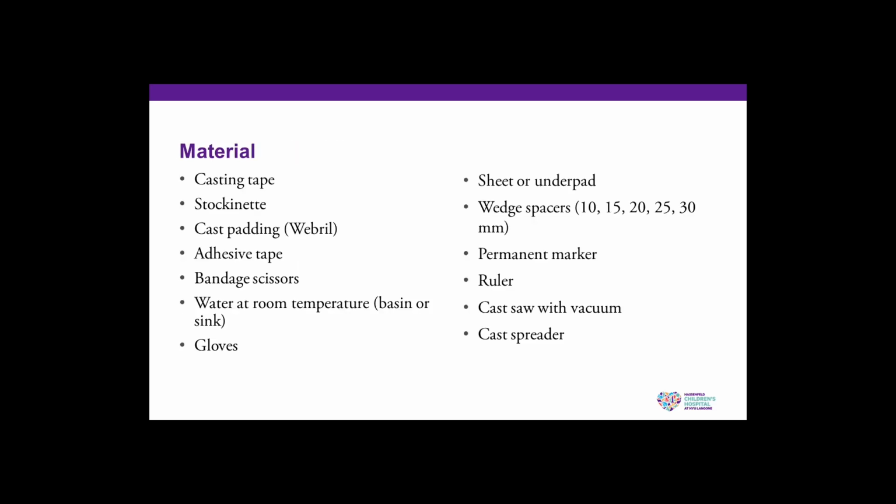Material needed includes casting tape, stockinette, cast padding, adhesive tape, bandage scissors, water at room temperature, gloves, a sheet or underpad to protect the patient's clothing, wedge spacers of varying sizes, a permanent marker, a ruler, a cast saw with a vacuum, and a cast spreader.